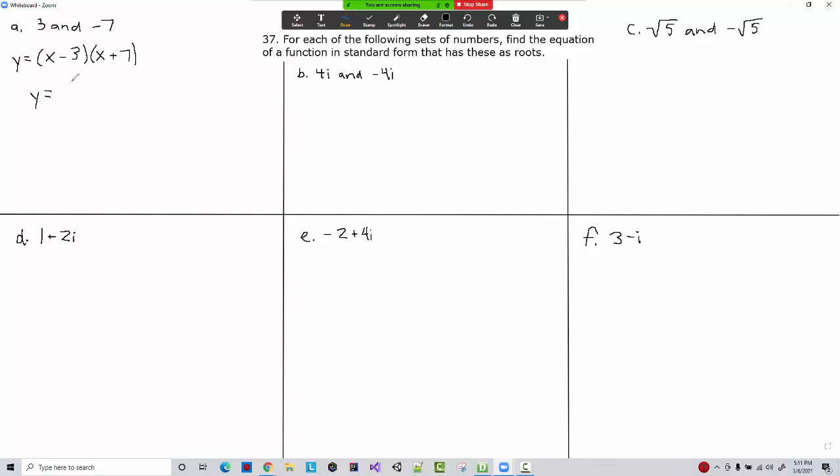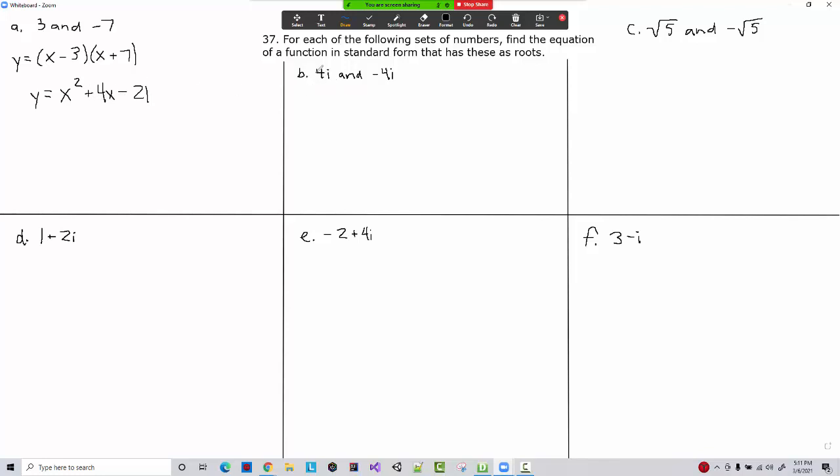So x times x is x squared. I have x times 7 is plus 7x, minus 3x, so that's plus 4x. And then I have -3 times 7, which is minus 21. And so for our first function with these two roots, we end up with y equals x squared plus 4x minus 21.